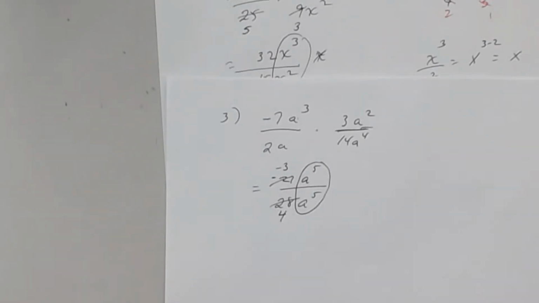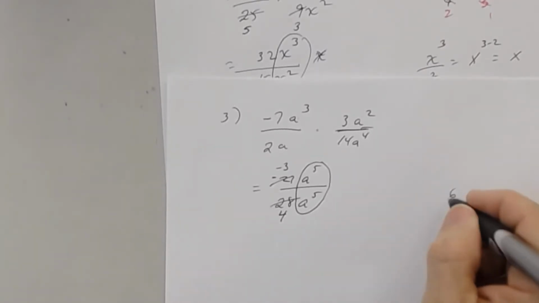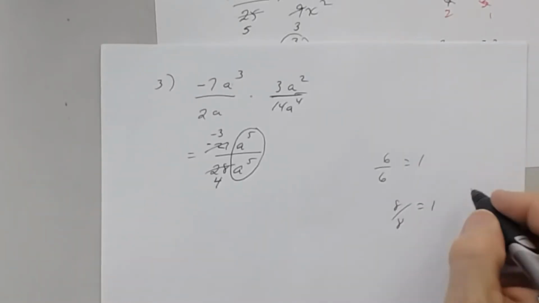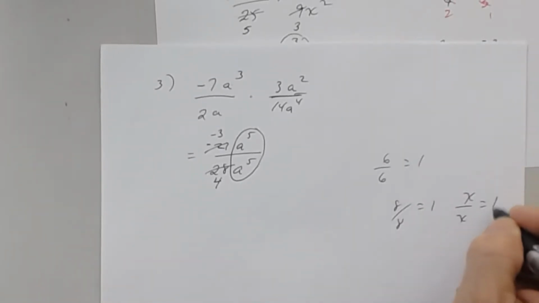What is a to the fifth divided by a to the fifth? You're not telling me what it is though. What's a to the fifth divided by a to the fifth? It's 1. Anything divided by itself is 1, right? 6 divided by 6 is 1. 8 divided by 8 is 1. X divided by x is 1.